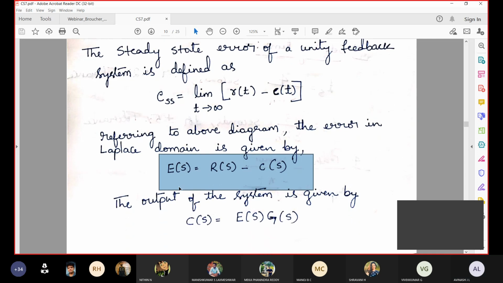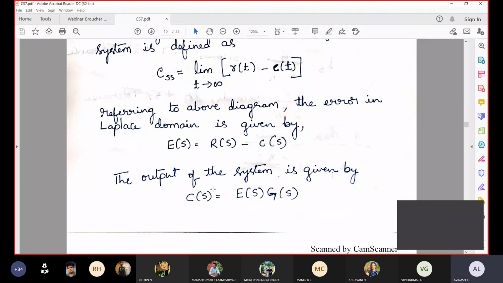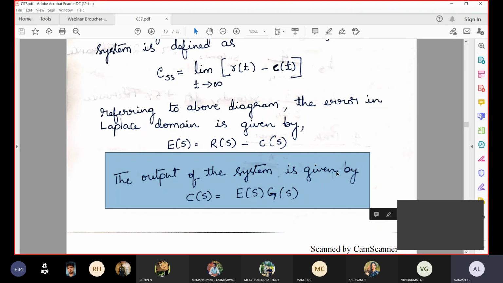Now after this, the output of the system is given by C of s equals E of s into G of s, correct? Because E of s is coming here, so E of s is being multiplied with the G of s value. What is another equation we can write down? Write down all of you. The output of the system is given by C of s equals E of s into G of s.